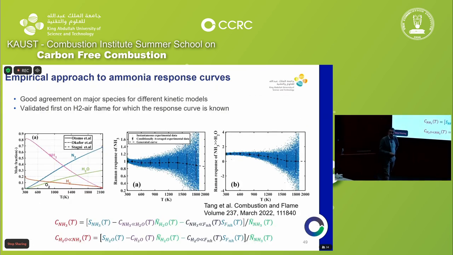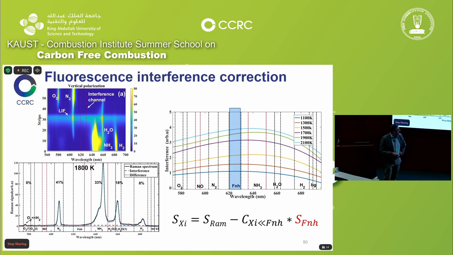So we simply did a calibration using two counterflow flames to obtain these calibration curves. It turns out to be a simple algebraic operation. Remember, Raman is linear. So especially when you go to a simple expression like a matrix inversion, it's a simple linear problem. It's a bunch of algebraic equations to solve. And we did the same for the fluorescence interference.